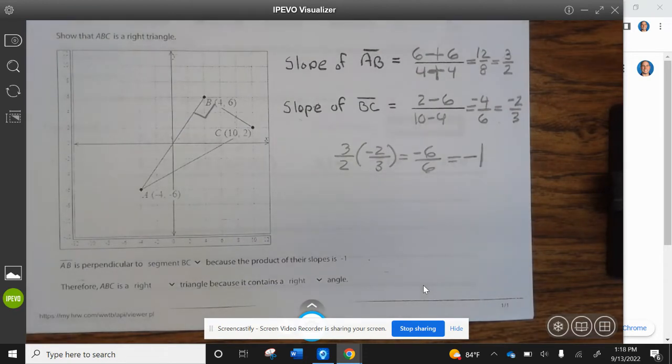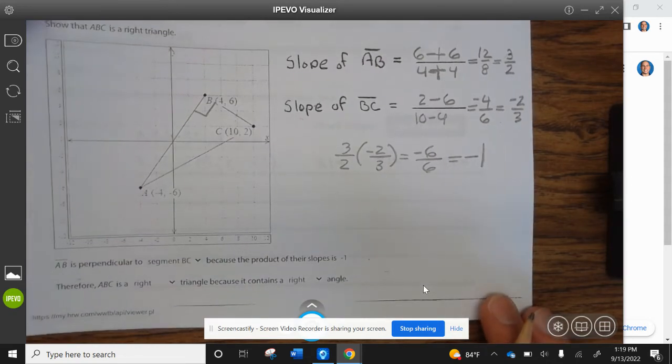AB is perpendicular to segment BC because the product of the slopes is -1. Therefore, ABC is a right triangle because it contains a right angle. All right, let's take a look at the next example.